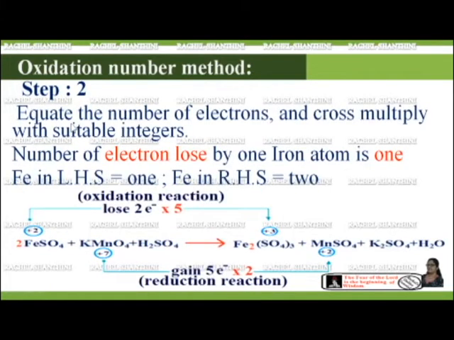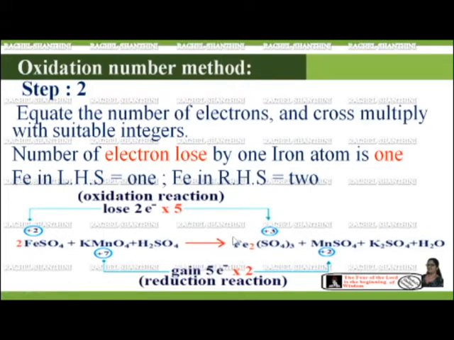In step 2, we have to equate the number of electrons and cross multiply with a suitable integer. Here, Fe2+ in FeSO4 loses 1 electron and becomes Fe3+ in Fe2(SO4)3. In this reaction, it loses 1 electron. So the number of electrons lost by 1 iron atom is 1. If you notice the number of Fe on the right hand side, we have 2 Fe in Fe2(SO4)3, but on the left hand side we have 1 Fe.